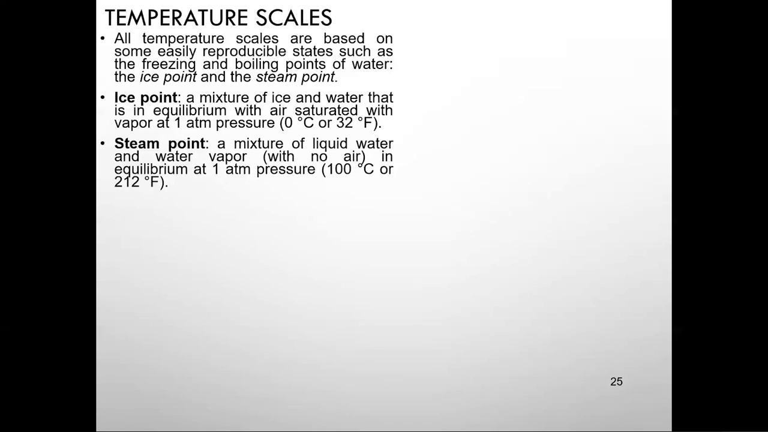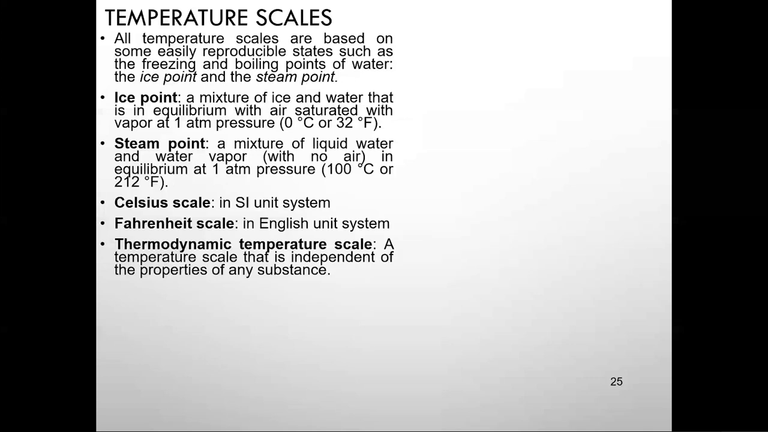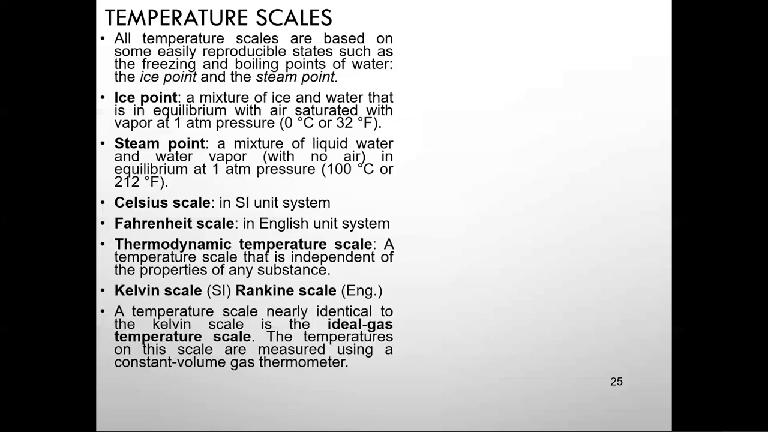Ideally, a thermodynamic temperature scale is a scale which is independent of the properties of the substance. Clear? And the closest we can get is an ideal gas temperature scale, which is closely related to the thermodynamic temperature scale. How is that? We'll have a look. Before that, the Kelvin scale is part of the SI system, which is the absolute scale. And similarly, the Rankine scale is part of the Fahrenheit system, which is also an absolute scale.